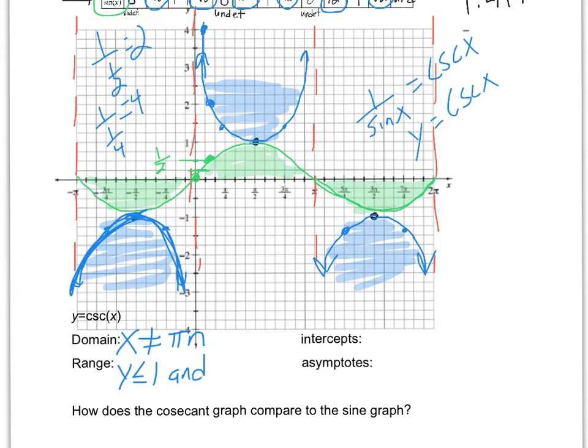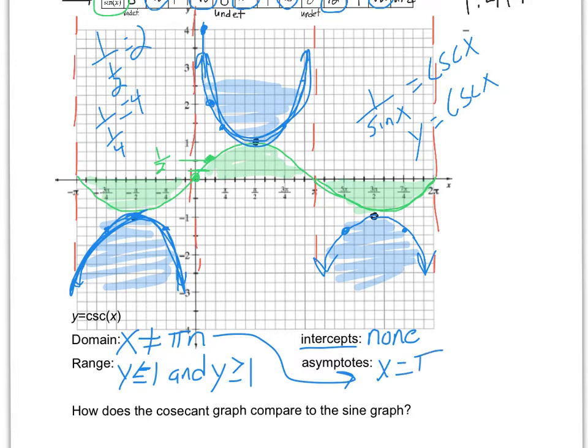And think about the buckets that open up. That's where y is less than or equal to negative 1, and y is going to be greater than or equal to 1. Intercepts. Where does this cross the x-axis? It doesn't, so there is none. And asymptotes, well, the asymptotes come from the restrictions on the domain. My asymptotes are at x equaling pi n. Now, going to the next slide and try this with the cosine graph.